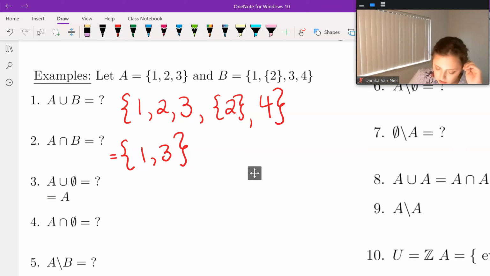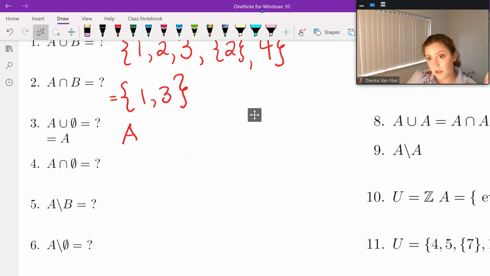Okay, so A union the empty set. Well, that's just A. A intersect the empty set: how many elements do the empty set and A have in common? Well, they have none, so that's the empty set.